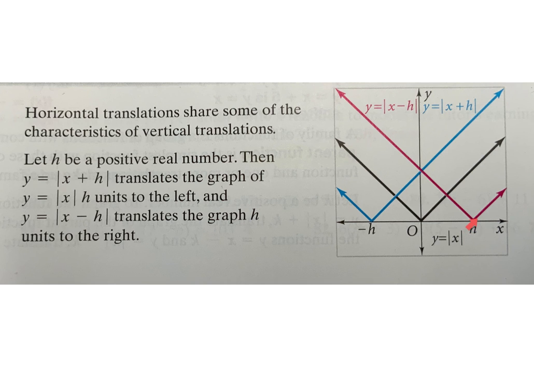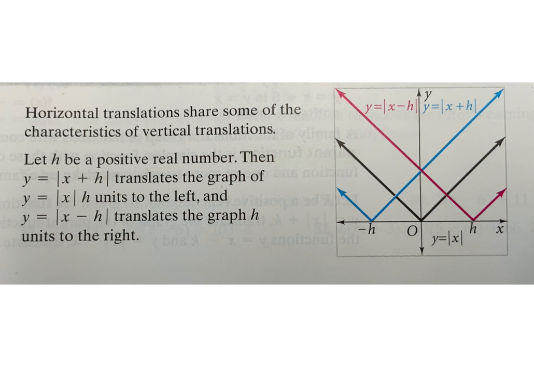Because remember, when we found vertex, it was negative b. We flipped the sign. And so when it is minus on the inside of the function, it moves it right. When it is plus, like this blue one on the inside of the function, you'll notice it moved it left. All right? And so as we look at horizontal translations, what's inside your function tells you how to move it left and right. All right? But you have to do the opposite of what it's telling you.